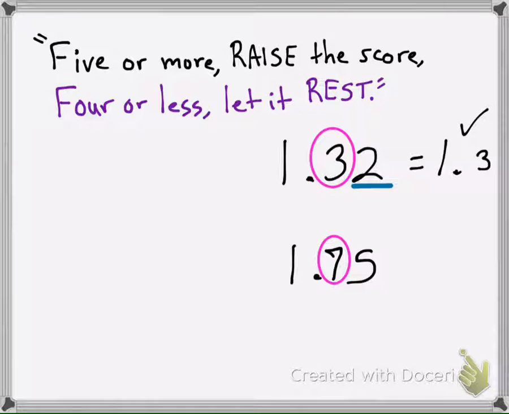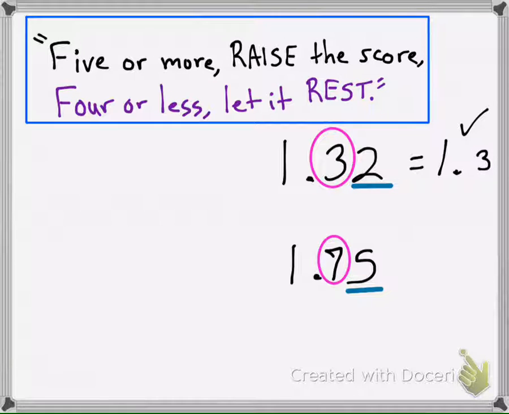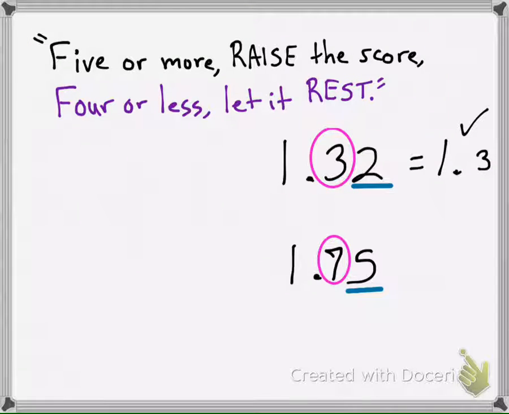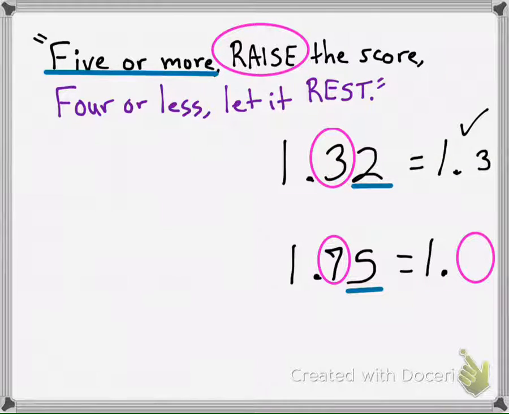Is the 7 going to stay a 7, or am I going to round it up to an 8? Well, we're going to look at the 5 and say the same: 5 or more, raise the score. 4 or less, let it rest. In this case we have 5. If it's a 6 or a 7 or 8 or a 9, it's going to be 5 or more, right? So either way, in this case, we would raise the score. So the 7 would go up to an 8, and my final answer would be 1 8/10.